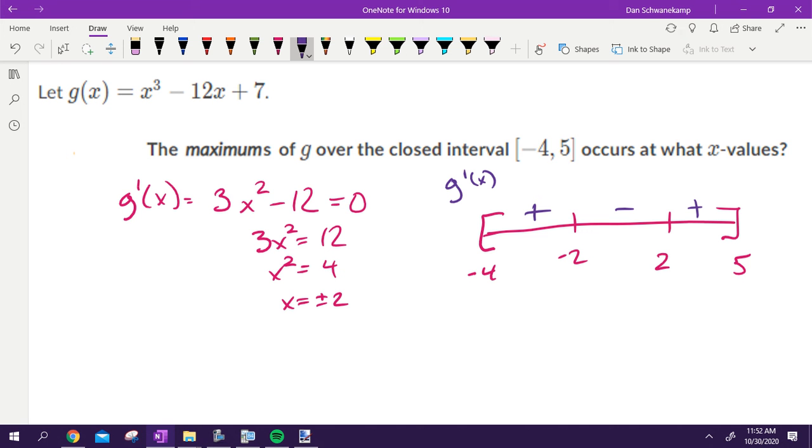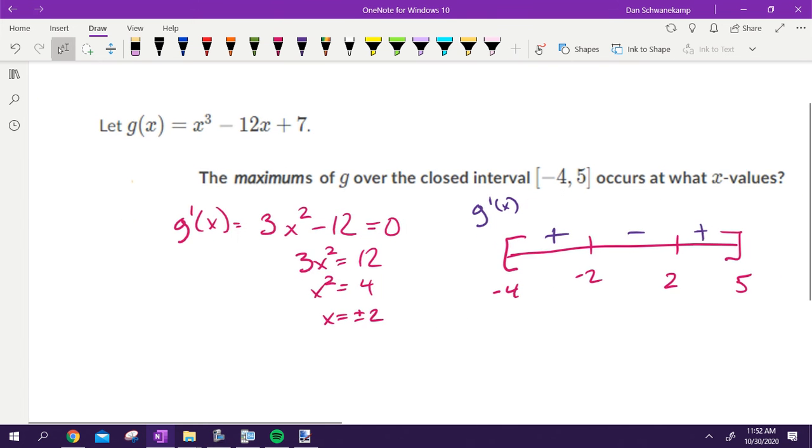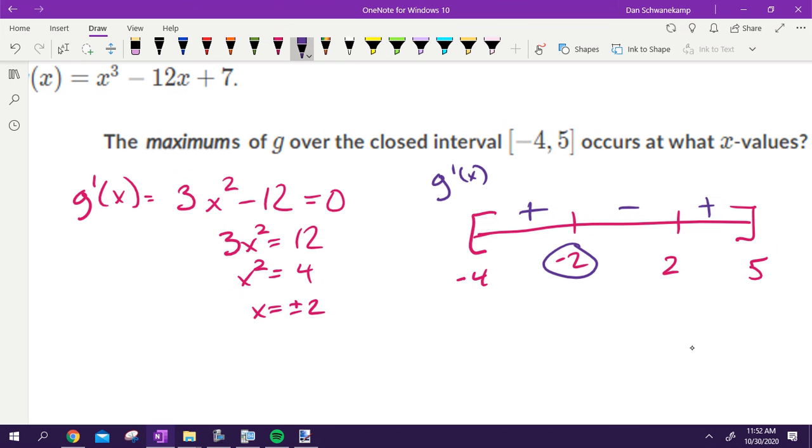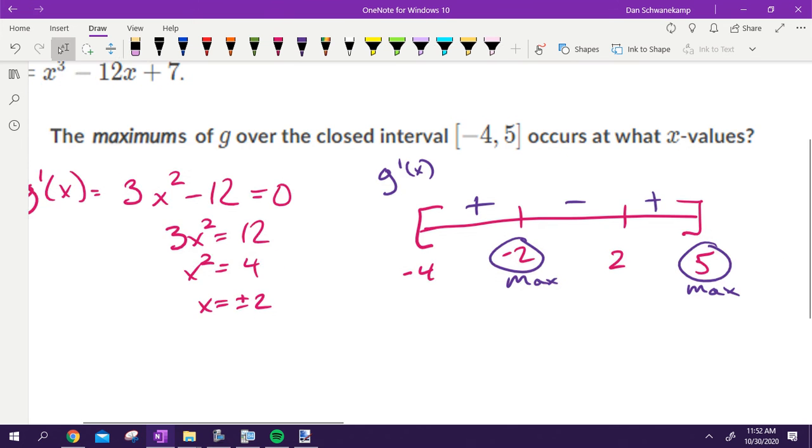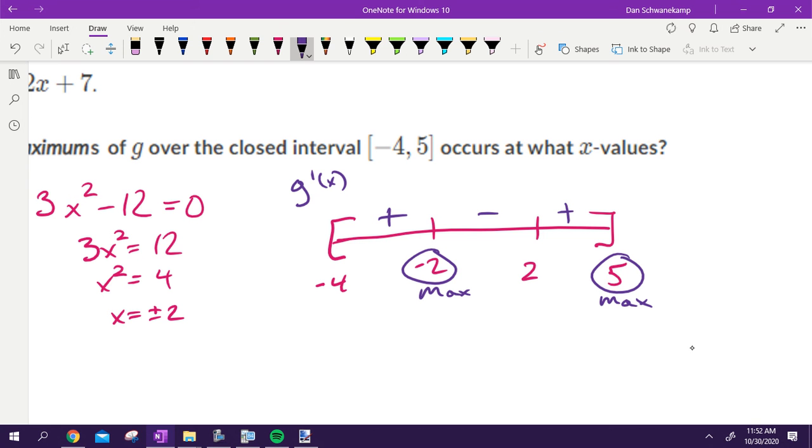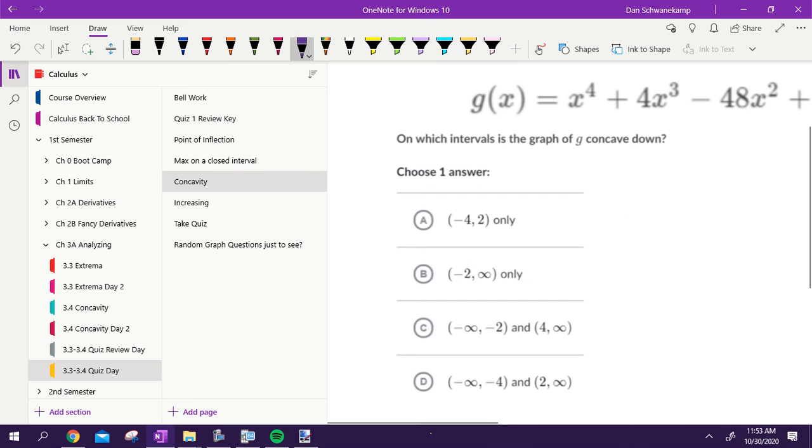Show me with your fingers, where are the maximums going to be? The correct answer is -2 is a max and 5 is a max, because understand what's going on. It's g prime. G prime is positive, means I'm increasing. Then at -2, it's decreasing. G prime is negative. And then we're increasing again. So those 2 places right there are the maximums. Yeah, I had to go back and double check because I was confused about what was happening there, Nathan. We're good to that point.